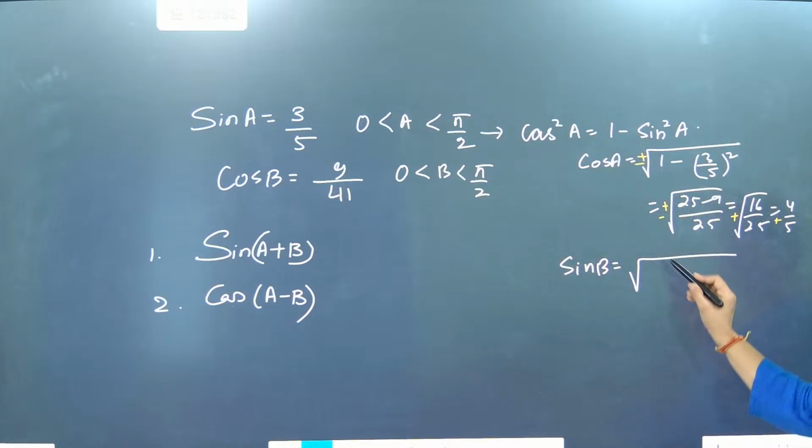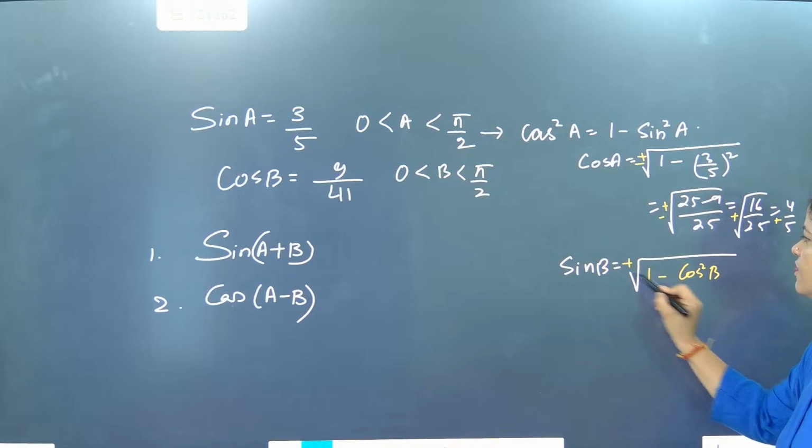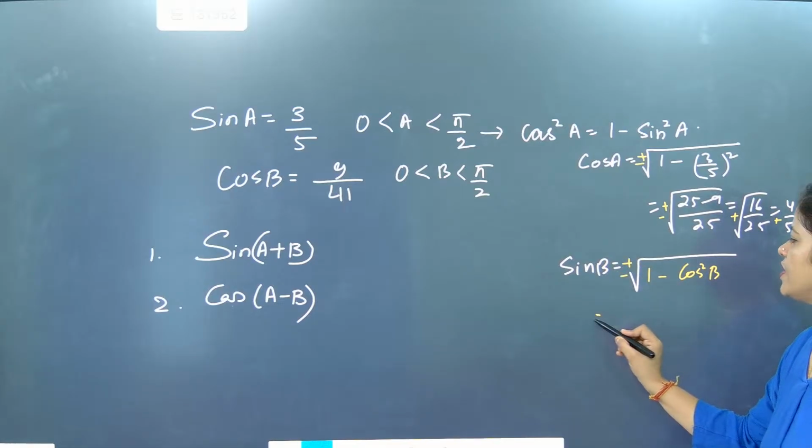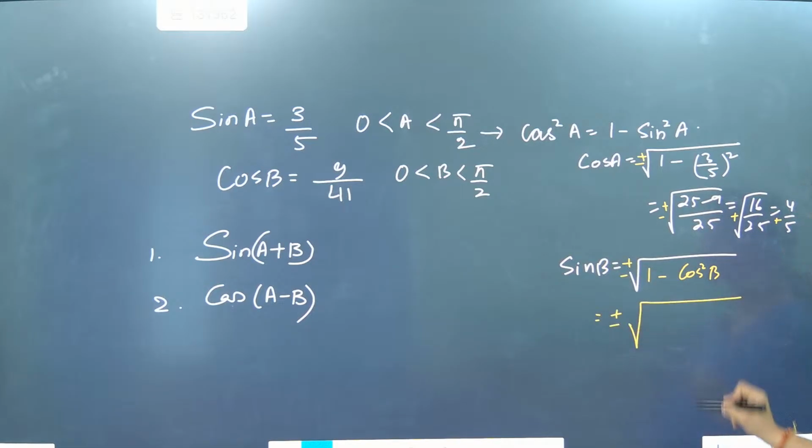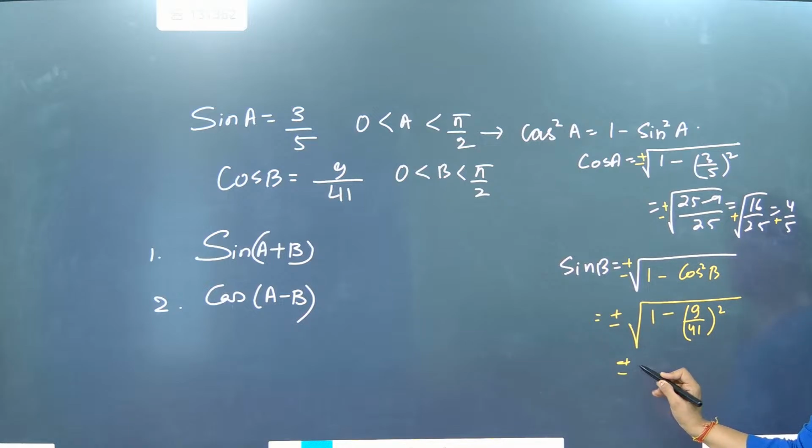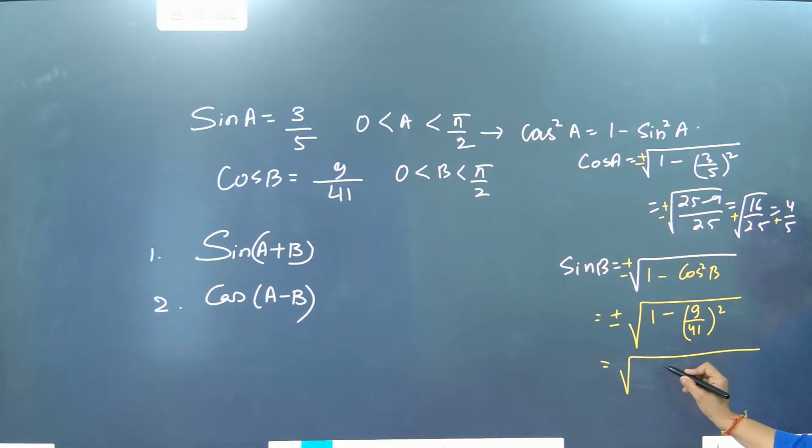Now here you are going to write root under 1 minus cos square B. Again, beta, logically we put plus minus here, because otherwise problem will come. 9 by 41 whole square. When 41 whole square you will do, what will we get, beta? Here plus minus, but since it is in first quadrant, we will directly write plus. It will be root of 41 square minus 9 square by 41. 41 square we will do. It is coming 1681.